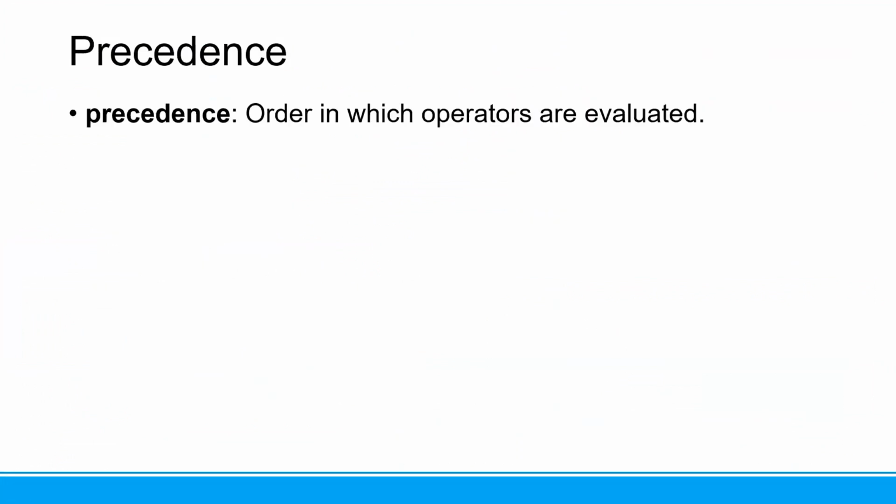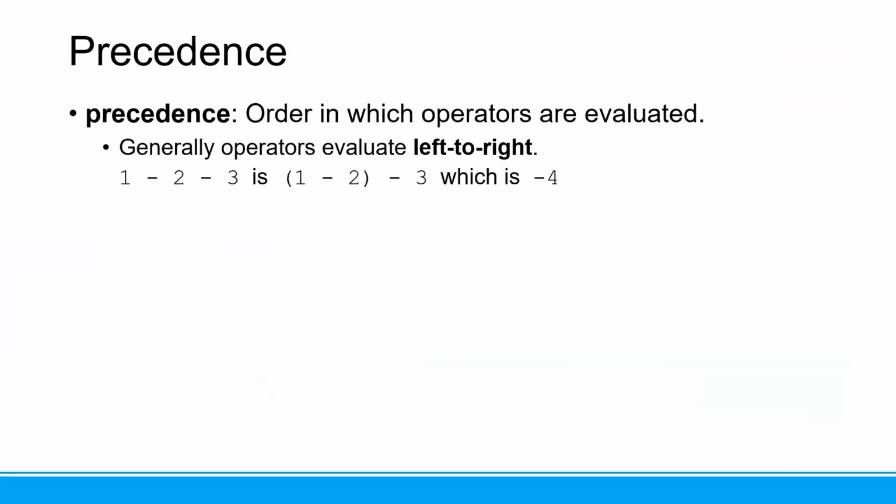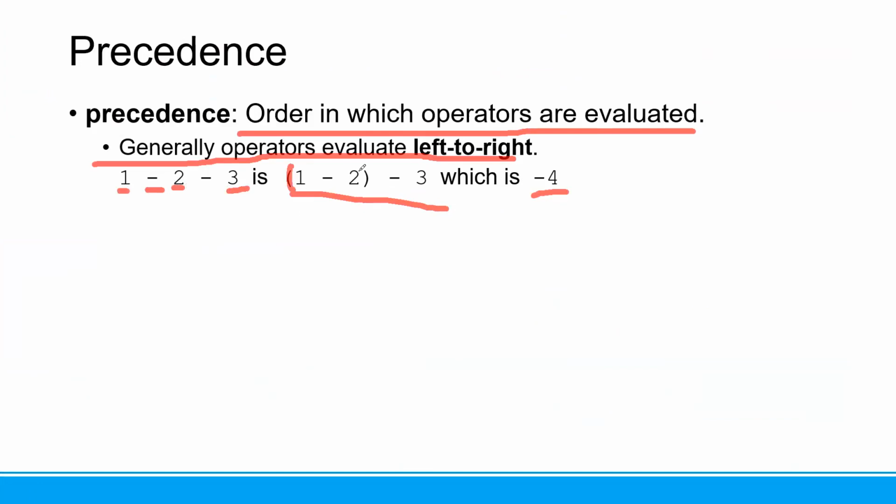Now, we can check the variable with the precedence. The precedence means the order in which operators are evaluated. So generally, operators evaluate left to right. 1 minus 2 minus 3. So what is the result? 1 minus 2 is minus 1. Minus 1 minus 3 is minus 4. The idea is the same with this one. We can make the bracket 1 minus 2 and then we do the minus 3.